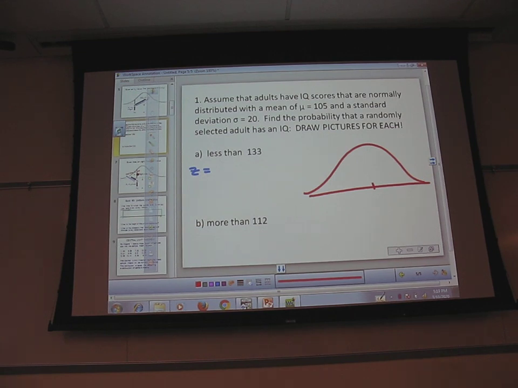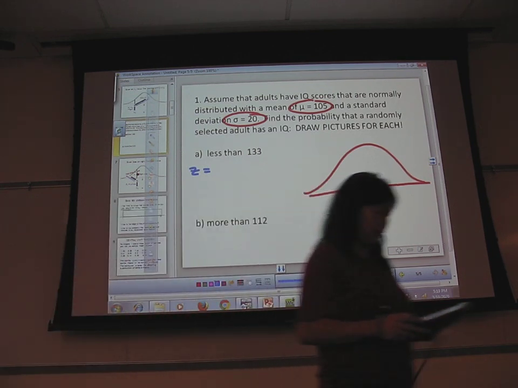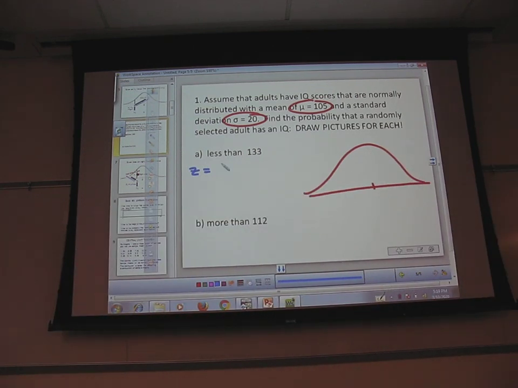So remember, for any normal distribution, you care about the mean and the standard deviation. I have to give you those. Do you guys know the mean and standard deviation of this? Yes. What's the mean? 105. What's the standard deviation? 20. Great. So what do I want to find the z-score of? 133. How do you find it? See how far it is from the mean?